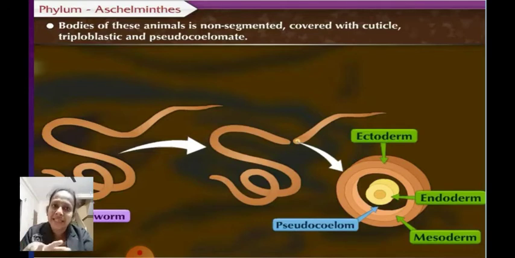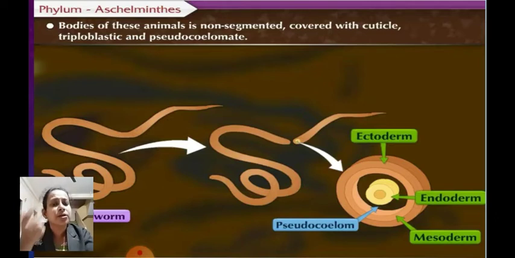Again, they are triploblastic. Now in the case of Platyhelminthes, they were acoelomates, that means no body cavity was there. But in this case, they are called pseudocoelomates. That means coelom is present, but it is a false type of coelom. It is not a true coelom. Therefore, they are called pseudo. Pseudo means false, as I mentioned to you in the previous video also.